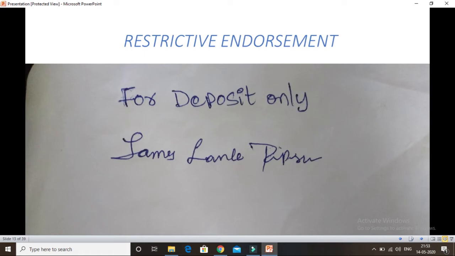This is restrictive endorsement. It comes under section 50 of the Negotiable Instruments Act 1881. This endorsement may contain terms making it restrictive. He mentioned this instrument is for deposit only, meaning other purposes like withdrawing or transferring of money are not accepted.